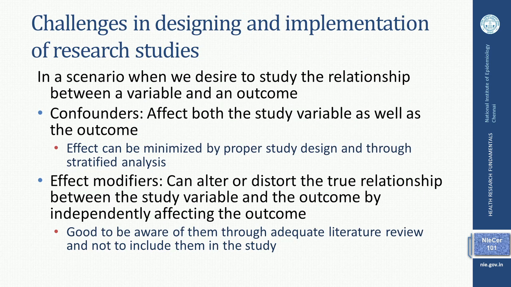There will always be challenges in designing and implementing any kind of research study. But the important thing that we have to understand is how we predict those, and one way to tackle this very appropriately is to do a thorough literature review before we do any kind of study, because it gives us an idea about two important entities which can affect the result. They are called confounders and effect modifiers.